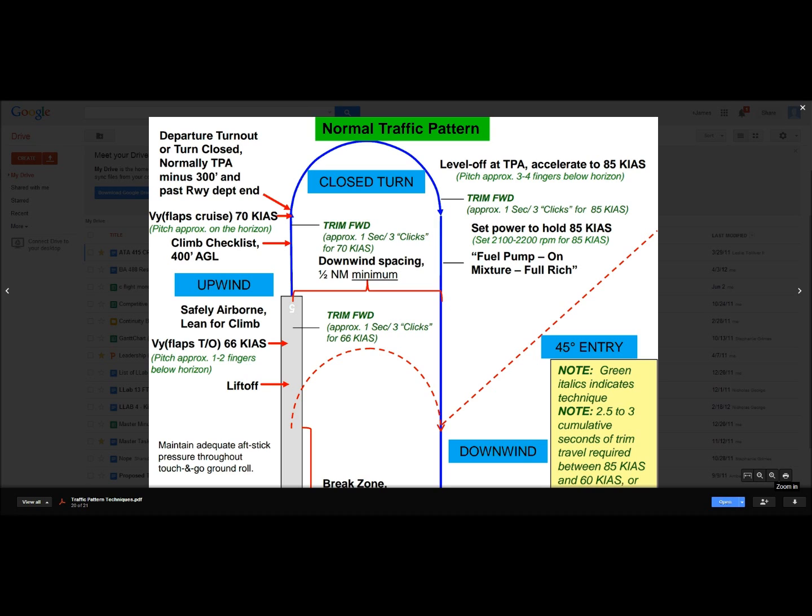So first off, we're starting with ground school, essentially. This will be the bare bones basics. I'll try to portray to you using this diagram here some of the finer points of the upwind, close turn, downwind, basically finding where you are in the pattern and what some things to do.